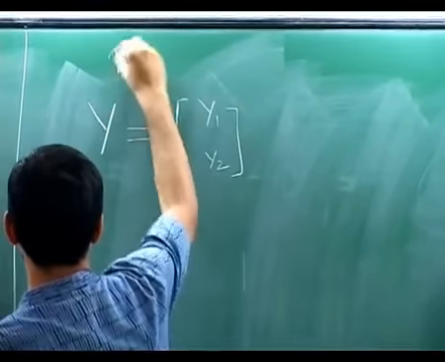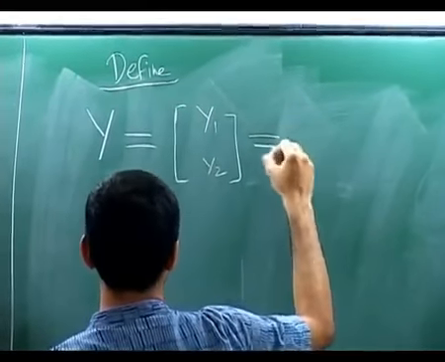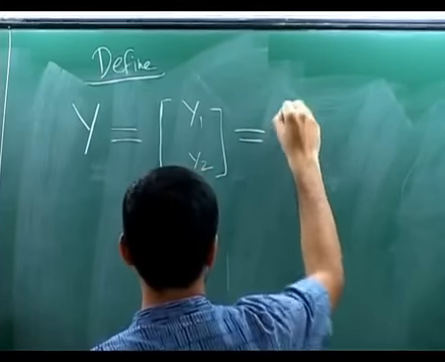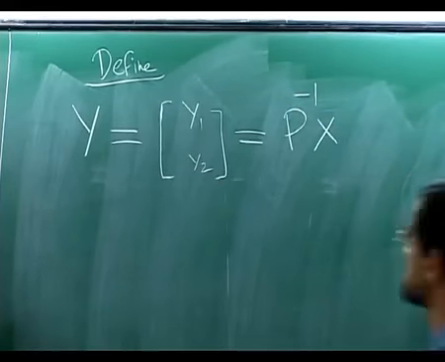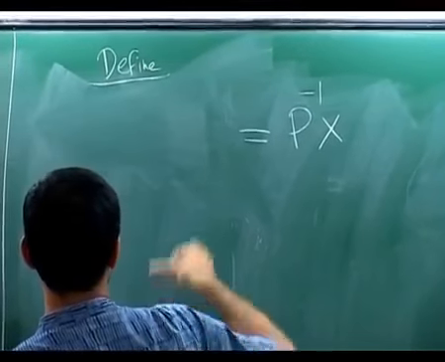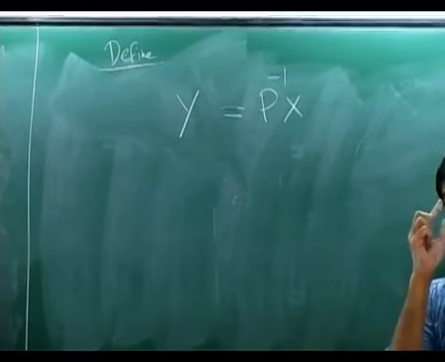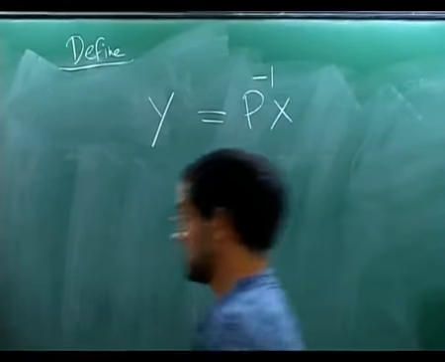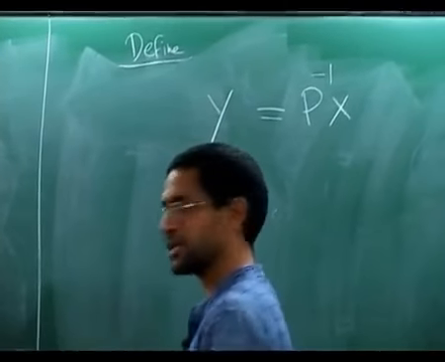Let's define y. This is just another name for it. So I will define y as P inverse X. So let's define a 2 cross 1 vector y as P inverse X. I have just changed my variable because this equation contains that P inverse X. So now in terms of y, what does this equation become?